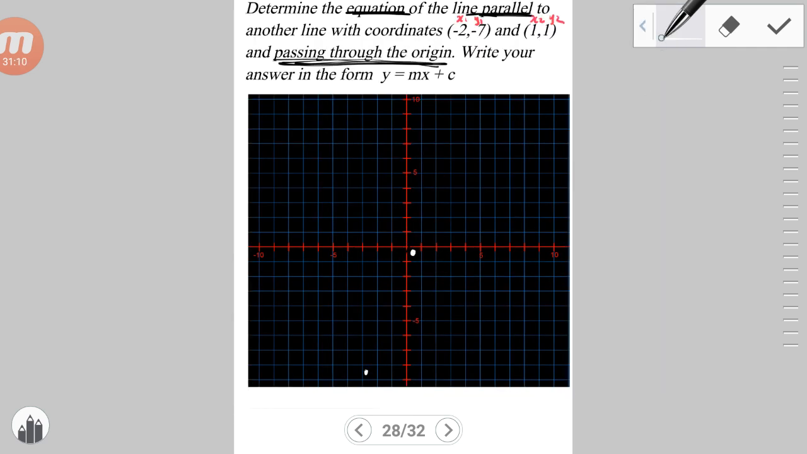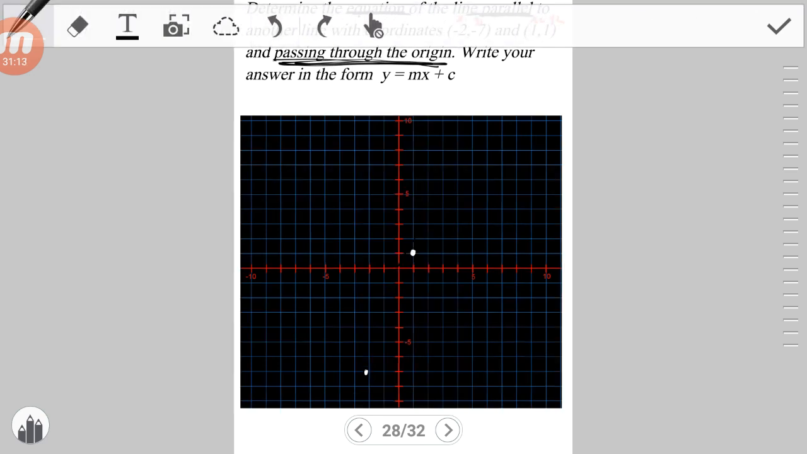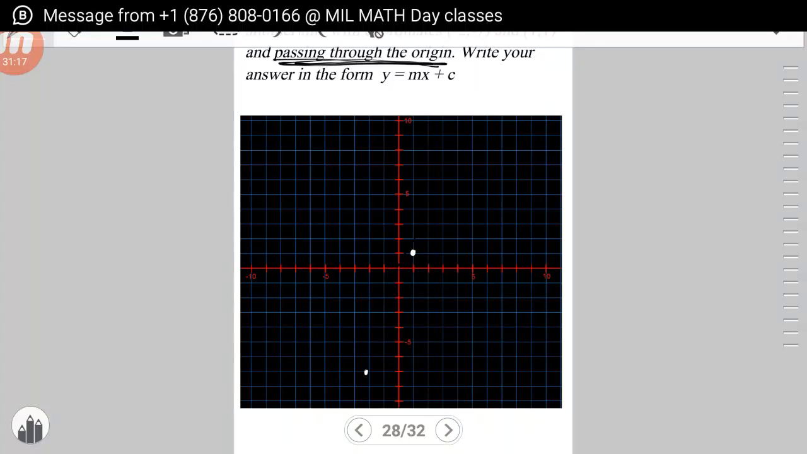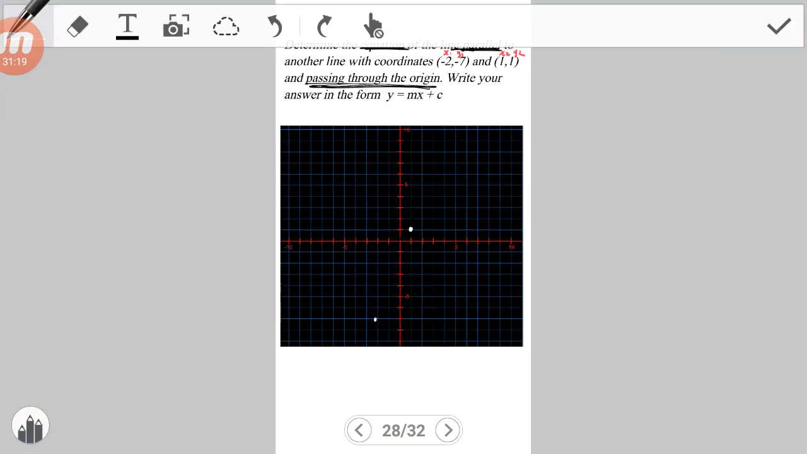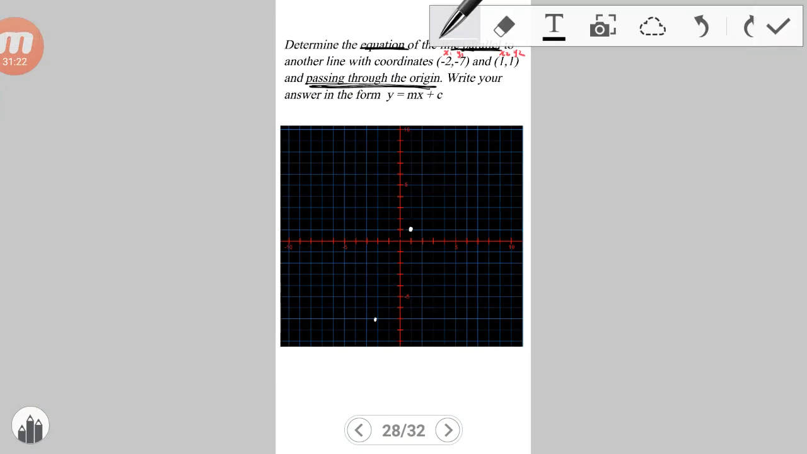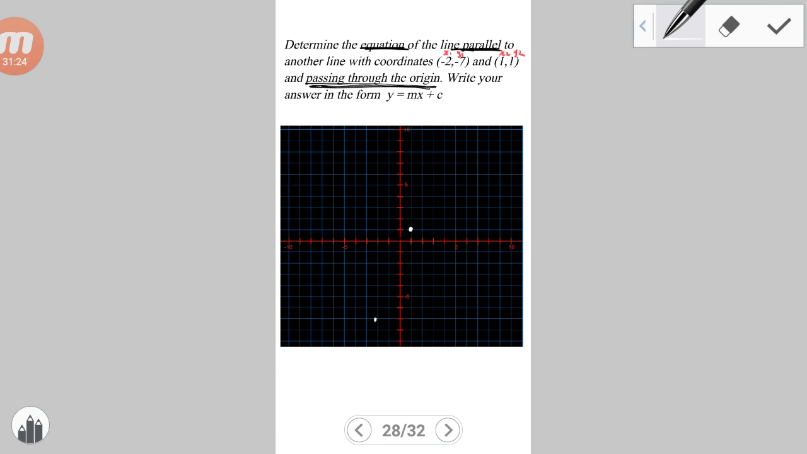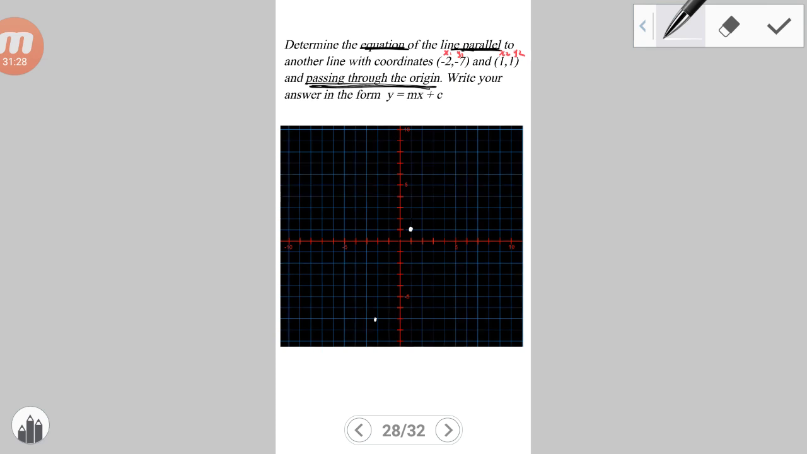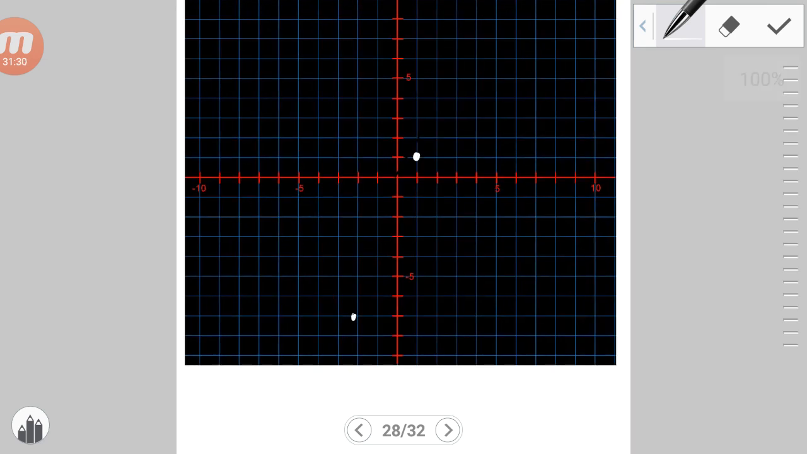Oops, pardon me. Pardon me, guys. All right, there we go. All right, so that's going to be my line, as best as I can without any ruler.